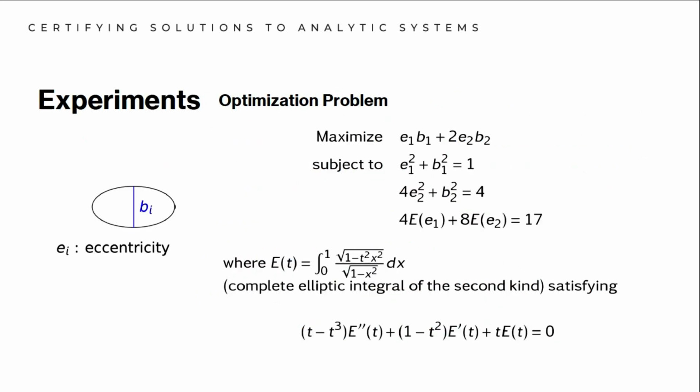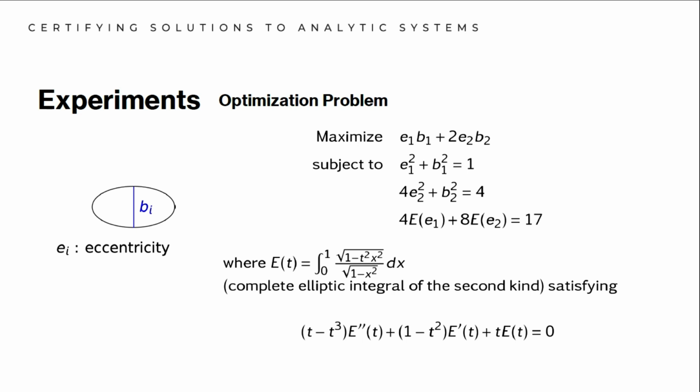Okay, so I need to skip. Let me go back to our optimization problem. Now we have E_i, B_i, because we have two ellipses here: E1, B1, and E2, B2. So now we have this objective function, and we want to maximize it subject to these three constraints. We have E of t here, which is given here. This is called the complete elliptic integral of the second kind. It is not even algebraic. Even though it is analytic, it is not algebraic. So this is quite a complicated definite function. It satisfies this kind of differential equation. So anyway, using this function, we want to solve this optimization problem.